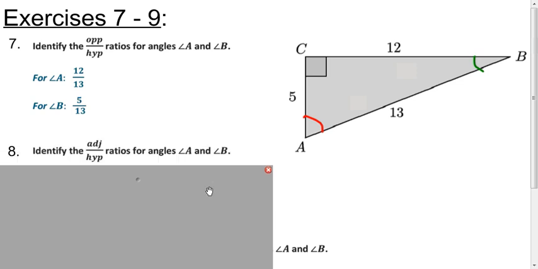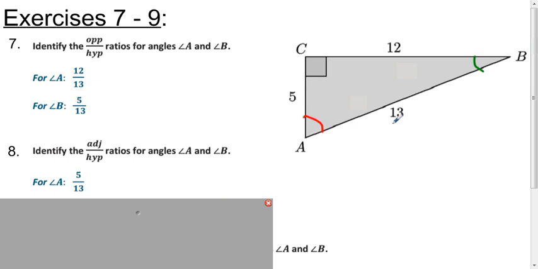Okay, let's do something similar, but now use the adjacent side, adjacent over hypotenuse. So for angle A, the adjacent side is 5, and the hypotenuse is 13. For B, the adjacent side is 12, and the hypotenuse is 13.